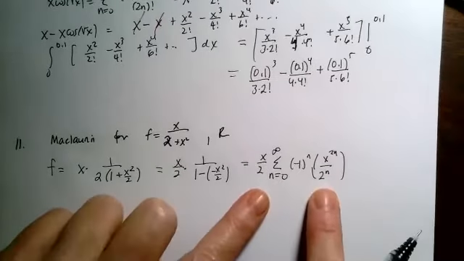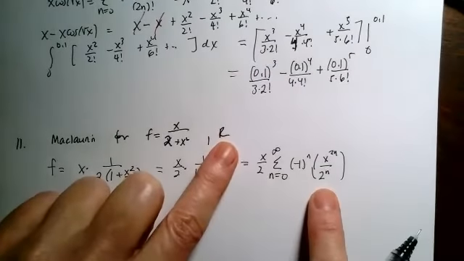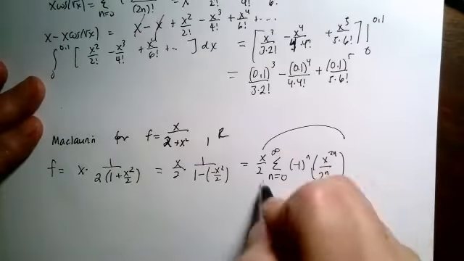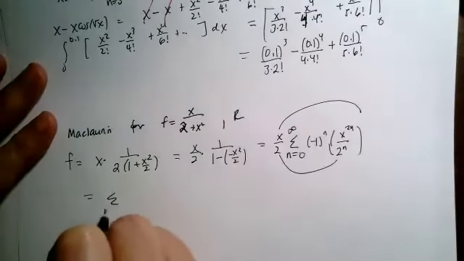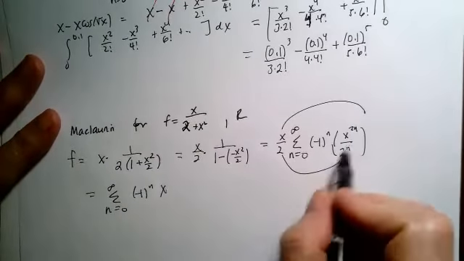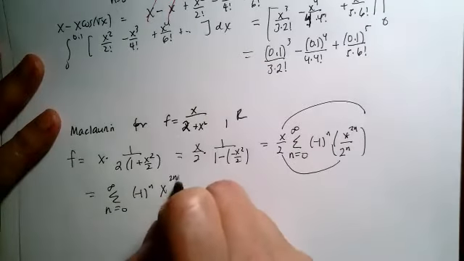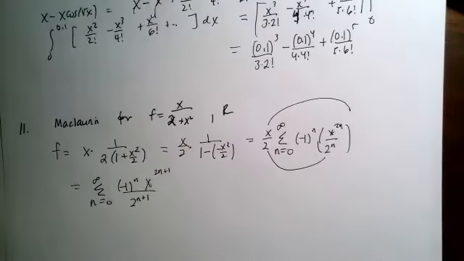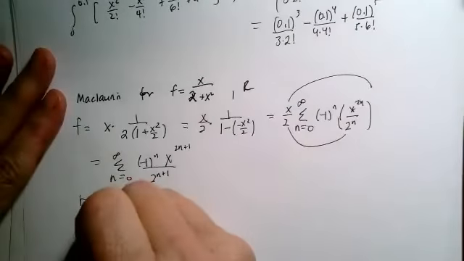Okay, now we want to find the radius of convergence. So I'm going to bring those in. When we bring those in the summation, we'll have negative 1 to the n, and the power on x will be 2n plus 1, and the power on 2 will be 2n plus 1. Okay, now we'll do a ratio test.